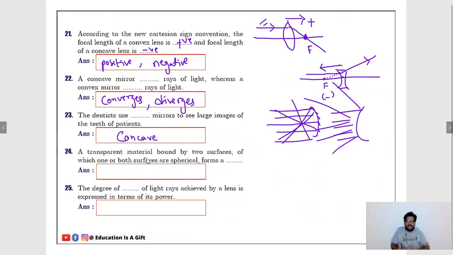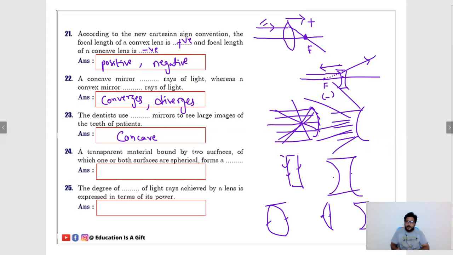24. A transparent material bound by two surfaces, of which one or both surfaces are of spherical form. So don't get confused. First, a transparent material bounded by two surfaces, one surface, another surface, like this. Of which one or both surfaces are spherical, so maybe you can find like this, two are spherical, or like this, one is spherical, one is normal. Whatever you draw, what are these diagrams related to? Lens. That's it, answer.